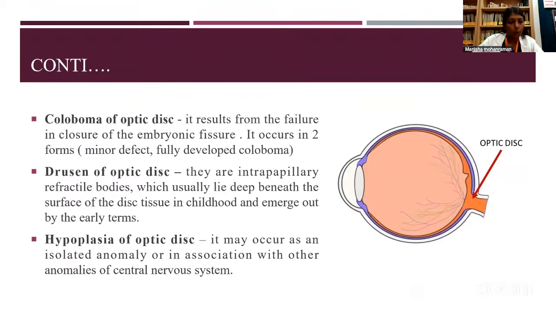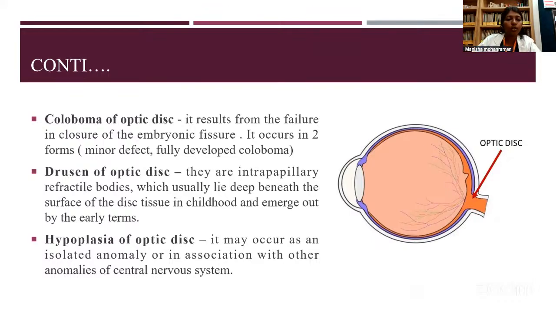The anomalies of the optic disc are, the first one is coloboma of the optic disc. It results from the failure in closure of the embryonic fissure. It occurs in two forms. The coloboma is nothing but a small missing part of the eye tissue.